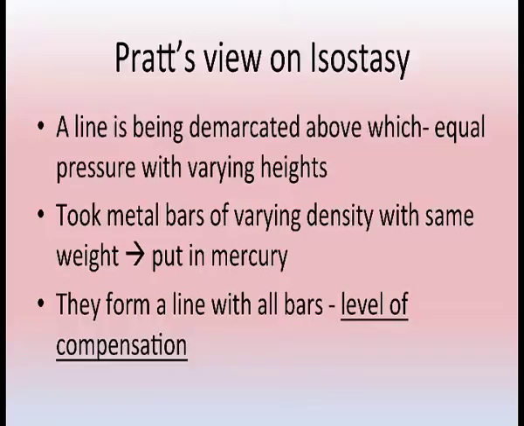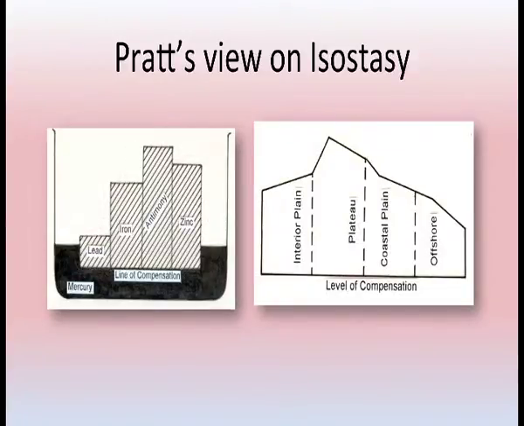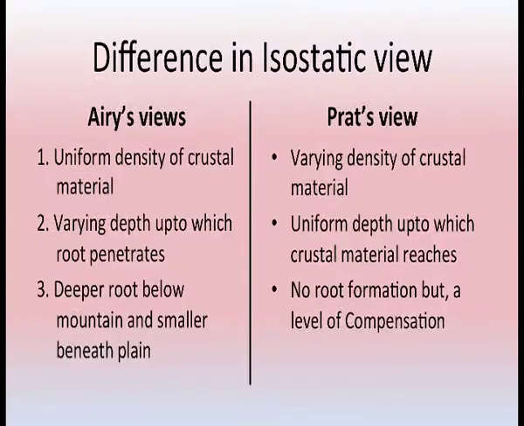Pratt took metal bars of varying density with same weight and put them in mercury. They formed a line with all bars at a level of compensation, and at the level of compensation all the bars were floating. So, the difference of views between Airy and Pratt can be explained in the figure. First one is for Airy's view and second one is for Pratt's view, where a level of compensation is seen. Now, the differences can also be seen in the table: uniform density for Airy, then for Pratt's view there is varying density, and so on.